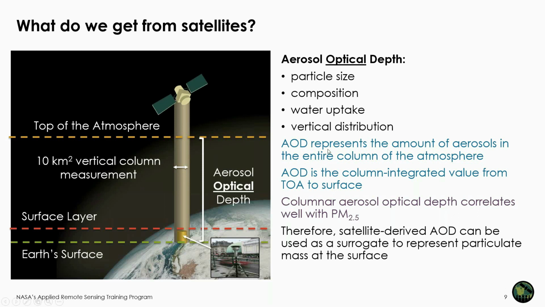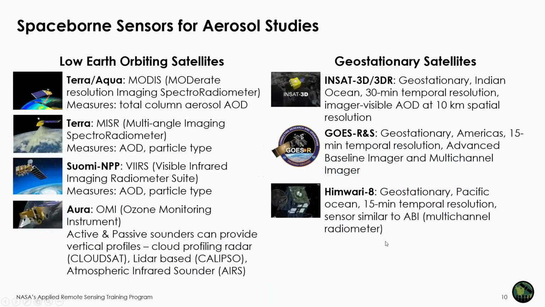So as we were discussing, the AOD represents the amount of aerosols in the entire column of the atmosphere. The AOD which we get from satellites is a column-integrated value from the top of the atmosphere to the surface, and column aerosol optical depth correlates very well with the surface particulate matter. Therefore, attempts are being made to derive particulate matter as surrogate information from the AOD, the aerosol optical depth which we derive from the satellite datasets.